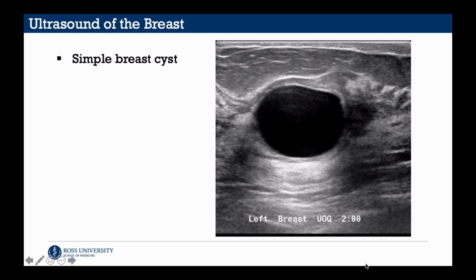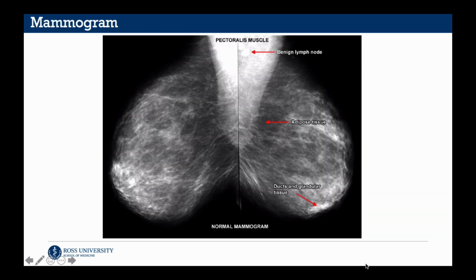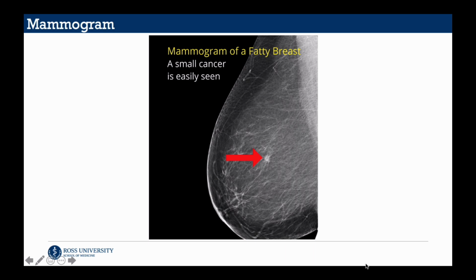Ultrasound of the breast. This is what one will see on breast ultrasound of a patient presenting with simple breast cyst. This is what one will see on a normal mammogram. Lastly, this is a mammogram of a fatty breast. One can see on the red arrow a small cancer.